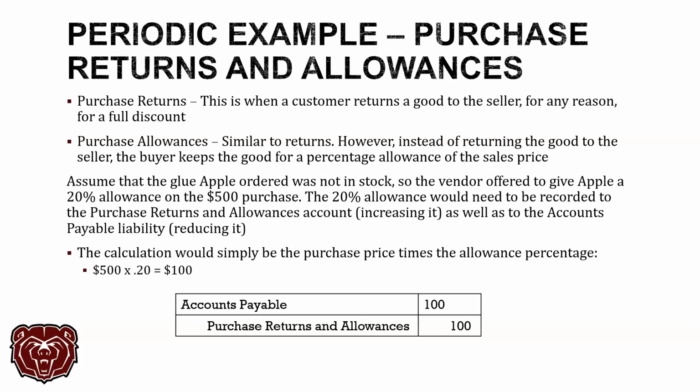So let's take a look at some purchase returns and allowances using the periodic system. Okay, so purchase returns, like we talked about in a previous chapter, those are going to be when a customer returns a good to the seller for any reason. Doesn't matter what the reason is.